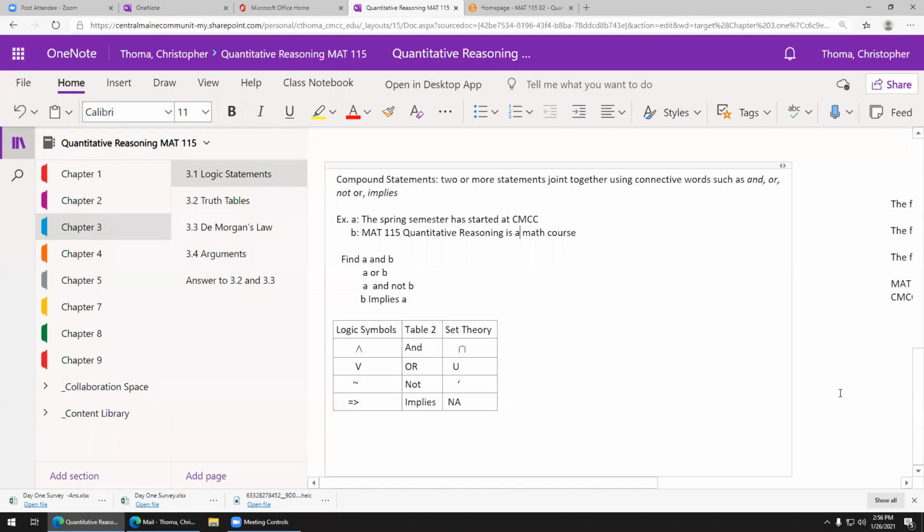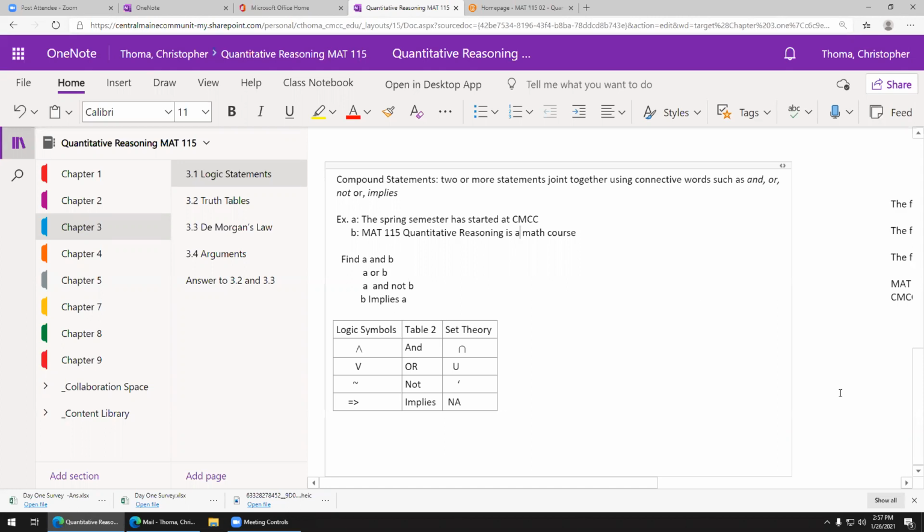And means both must happen at the same time. So though the symbol has changed, what and means has not. Or means at least one of them is happening. And the not is the opposite. And then implies: we didn't do implies in chapter 2, so there's no symbol for it. In logic, it is an equal sign with an arrow. So there is the symbol.